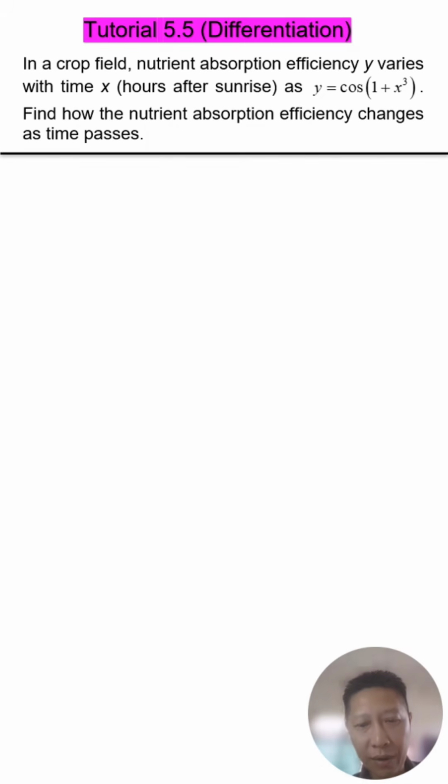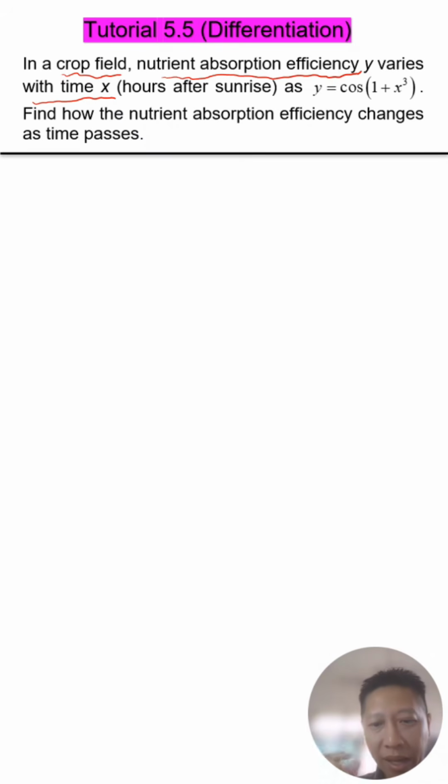The last question, tutorial 5.5. In a crop field, the nutrient absorption efficiency varies with time. It changes over time; it's not absorbed constantly. It's not that in the first hour it absorbs, let's say, 50 grams, and the second hour it also absorbs 50 grams. No, it changes because of the weather, the wind, the heat, and many other factors.